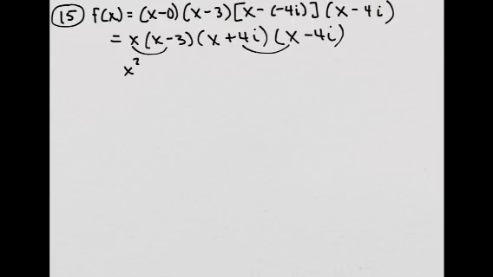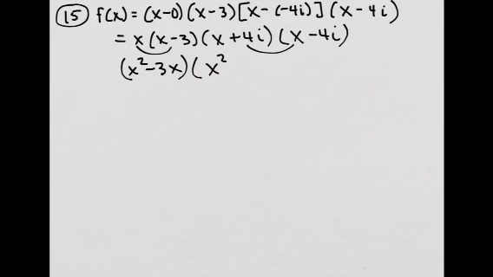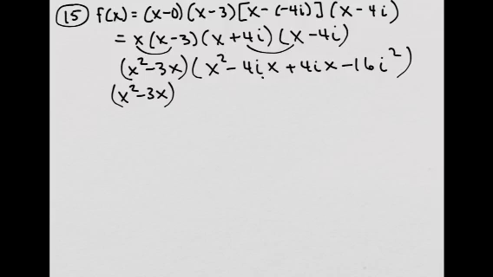So I'm going to multiply these two and these two. So that gives me x squared minus 3x. Over here it's x squared. Now remember, we're going to end up getting rid of the two middle terms, but I'll show you anyway. Negative 4ix plus 4ix minus 16i squared. So this just comes down. These two, 0, and this is actually plus 16. So this ends up being x squared plus 16.